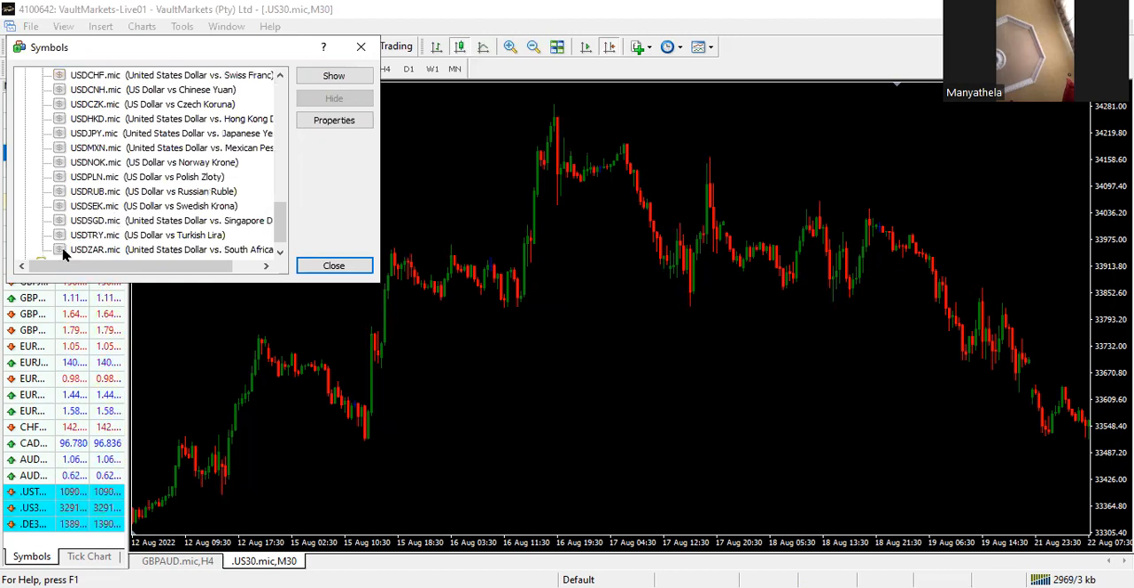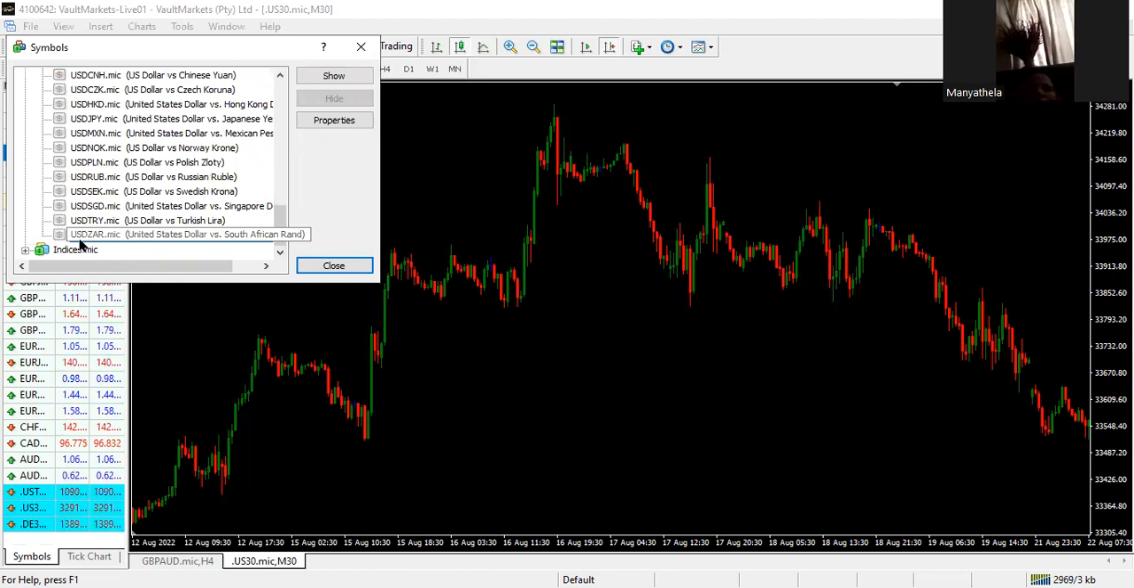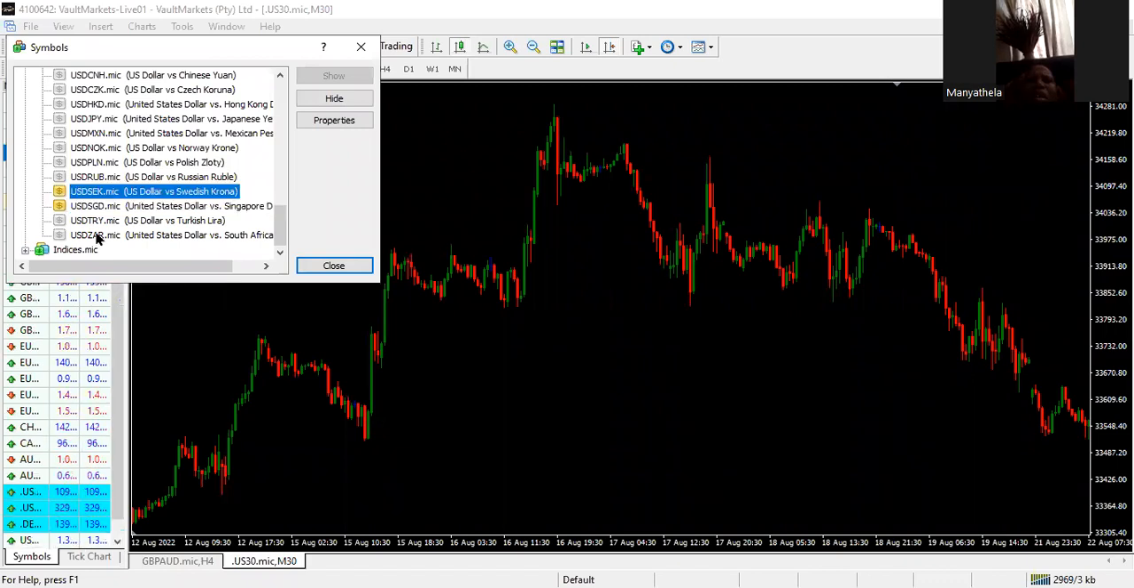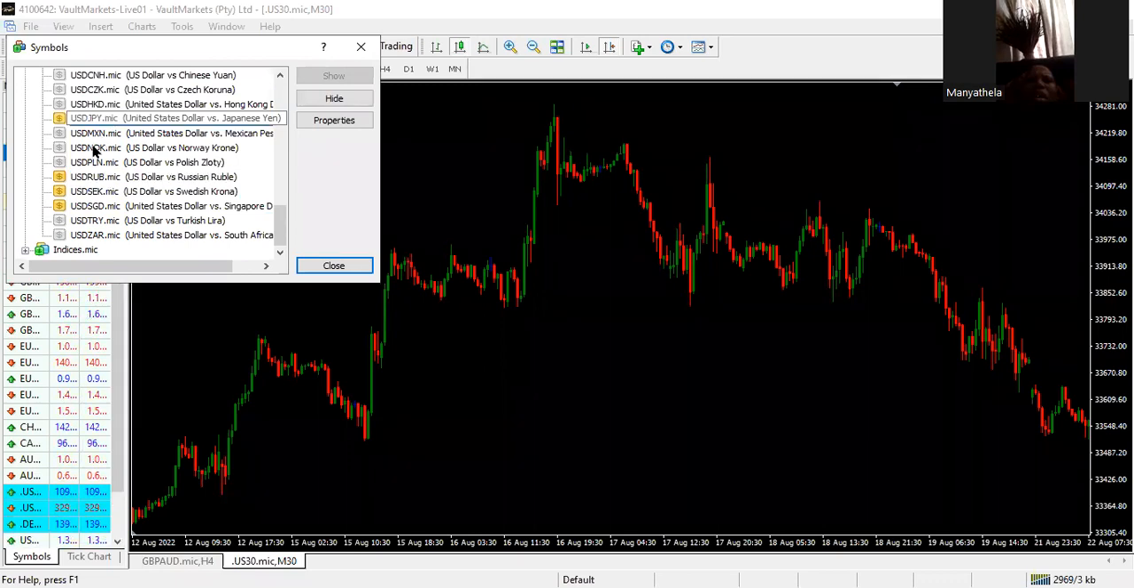Some of the pairs don't want to show up, I don't know why. Remember the last time, this broker is not good. You can see here is my US dollar, I'm trying to edit it. You can see now JPY, I'm trying to edit as well. But if I add this one, it is not working. But if I add JPY, it goes in.